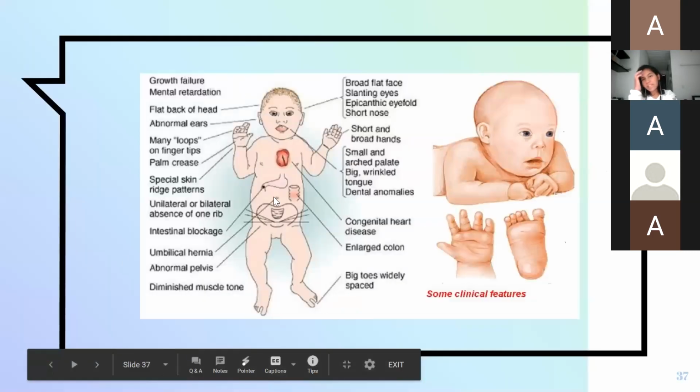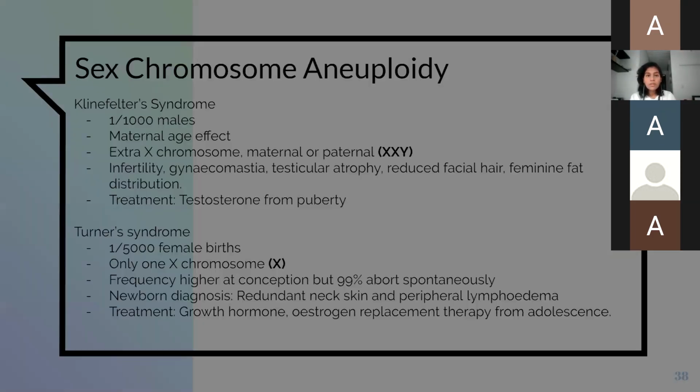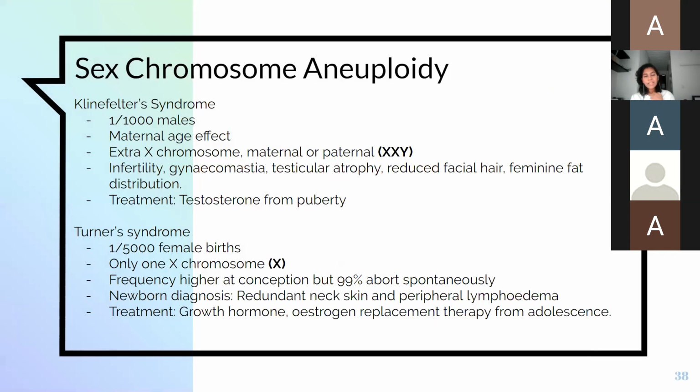And so these are some clinical features of Down syndrome. Again, they might ask this, they might not. But one thing I remember, one question is that one clinical sign of Down syndrome is the palm crease, and also the big toes that are widely spaced. So just remember a few clinical features. You don't need to know all of them. This is just extra information if you do want to know. So yeah, that is autosomal.